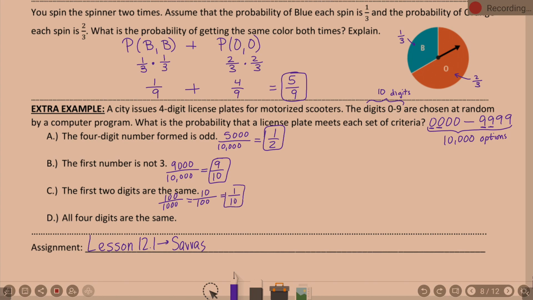Okay, last one. All 4 digits are the same. What are your choices? 0, 0, 0, 0, 1, 1, 1, 1, 2, 2, 2, 2. Not 9 times, 10 times. 4 1s, 4 2s, all the way up to 9, and 4 zeros, which is 10 out of how many choices? 10,000. Which is 1 out of 1,000.